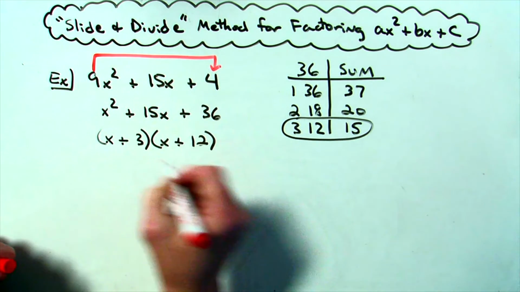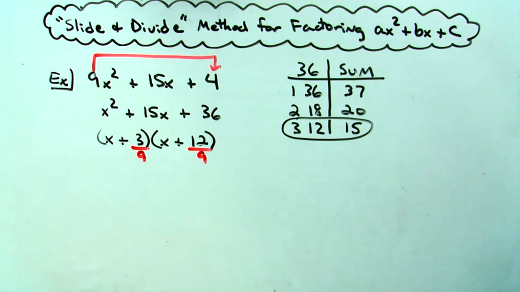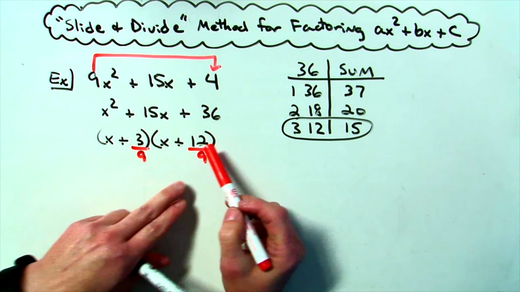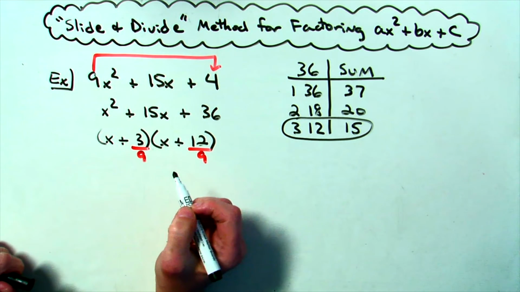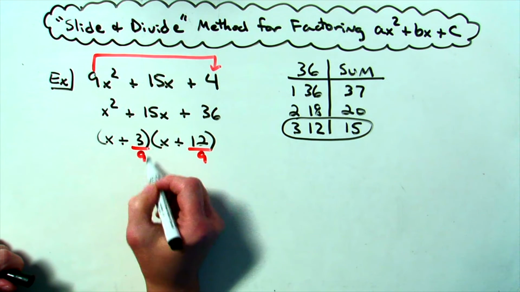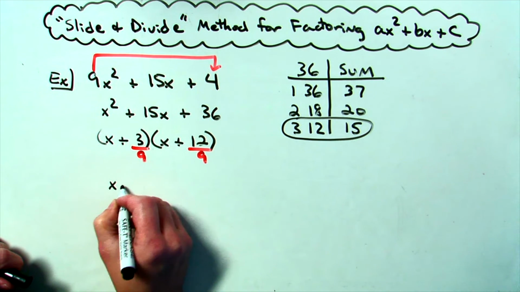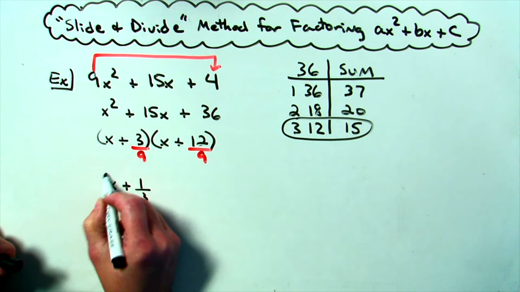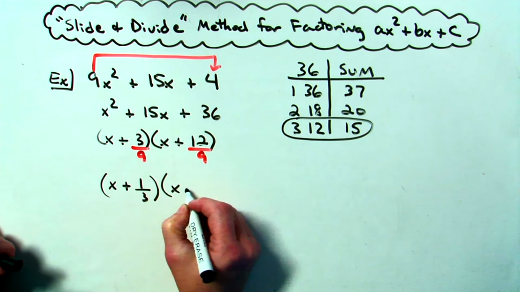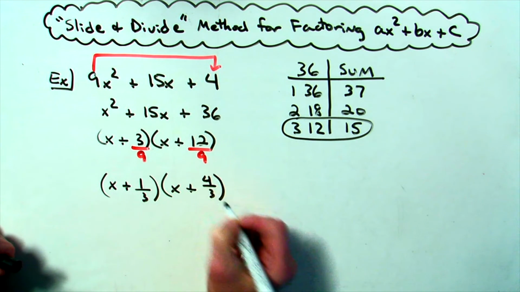Now this time I've got to do the divide part. I've done the slide, now I've got to divide. I divide by 9 and I divide by 9. Now neither one of these will divide: 3 divided by 9, 12 divided by 9. However, if you look at these as fractions, when you're dividing and this is something that can be reduced, you're going to have to reduce it first. So really I would have x plus 1/3 if I reduce that, and then x plus 4/3 when I reduce this.